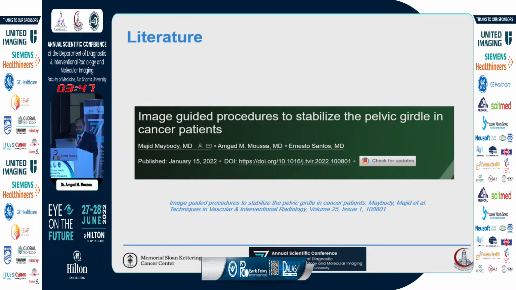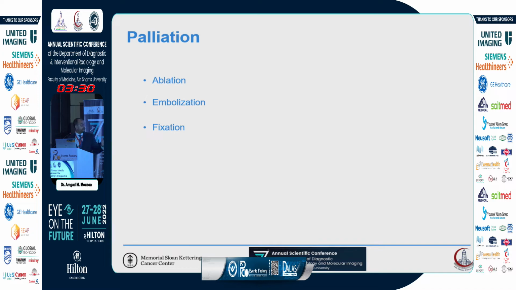I recommend this publication I've done with two of my colleagues who are focused on musculoskeletal interventions. It's in TVIR, Techniques in Vascular Interventional Radiology, where it focuses on image-guided procedures to stabilize the pelvic girdle in cancer patients. That was all for treatment.